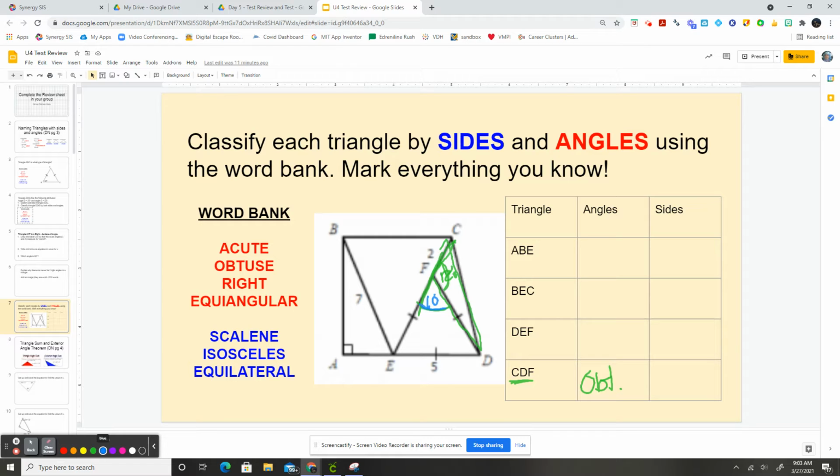Okay. And then all of the sides are different because this side was 5, this side is 2, and this side is opposite that 120 degree angle. If it's obtuse, it has to be the largest side, right? So this is also scalene. Hopefully that helps.